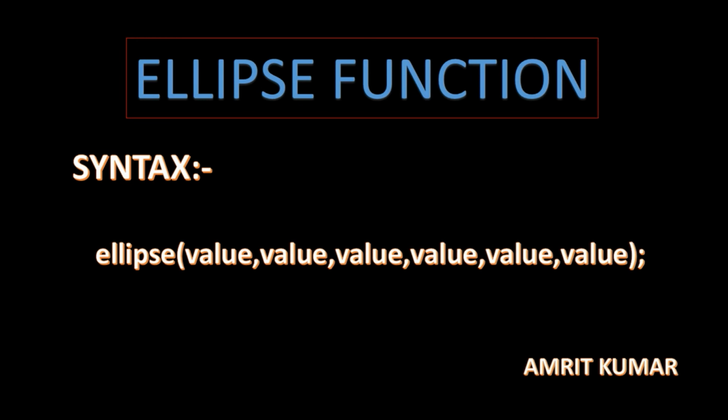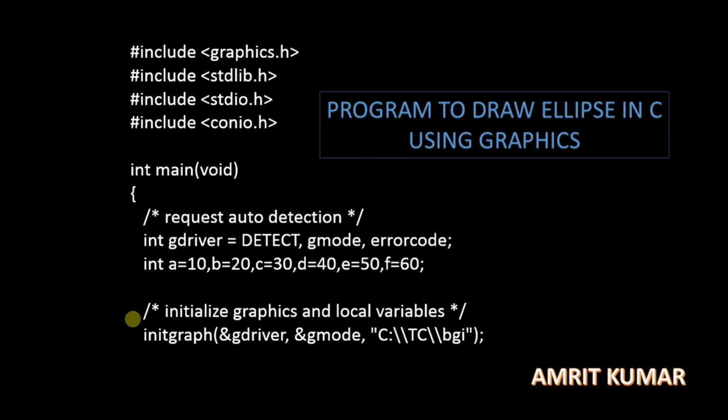So let's look at the program in which I am dealing with the concept of how to draw an ellipse in C language using the graphics. Okay, so this is #include graphics.h, and this is #include stdlib.h, and this is #include stdio.h, and this is #include conio.h. So graphics.h is going to initialize the graphics because this is the header file that contains all the functions under the graphics, and we have talked about all the functions under the graphics header file.